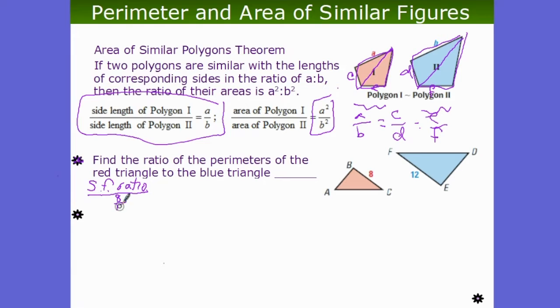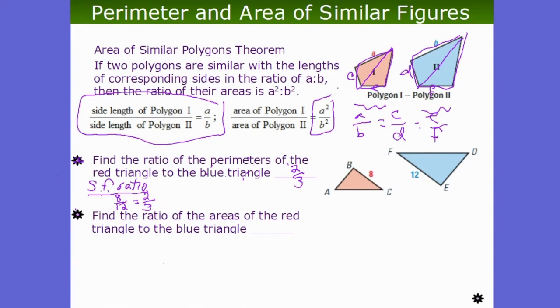And like all fractions, you want to write this ratio in simplest form. So divide top and bottom by 4, get a ratio of 2 to 3. That's the scale factor ratio. But the perimeter is just adding up sides, so it's going to have that same ratio of 2 to 3. So the perimeter ratio will be that same ratio of 2 to 3.